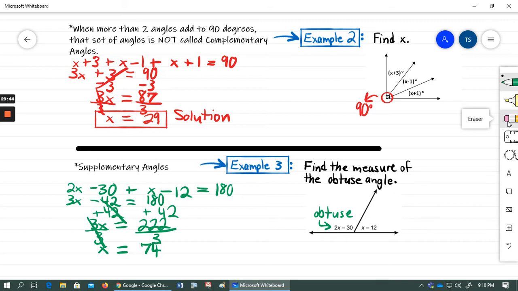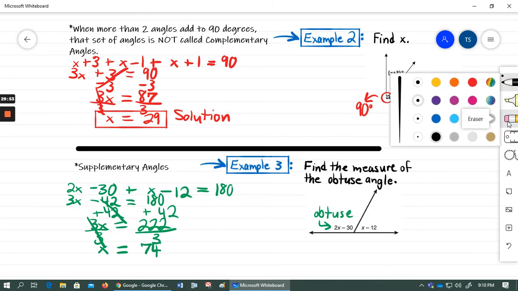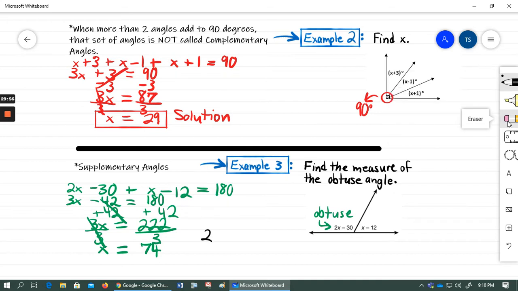All right, so the obtuse angle, that measurement that he's asking us for, we're going to have to plug in our value of x there. So when we plug in that value of x to get that obtuse angle, that 2x minus 30, right? So we plug in that 74. 2 times 74 gives us 148. So we got 148 minus 30, which gives us 118.